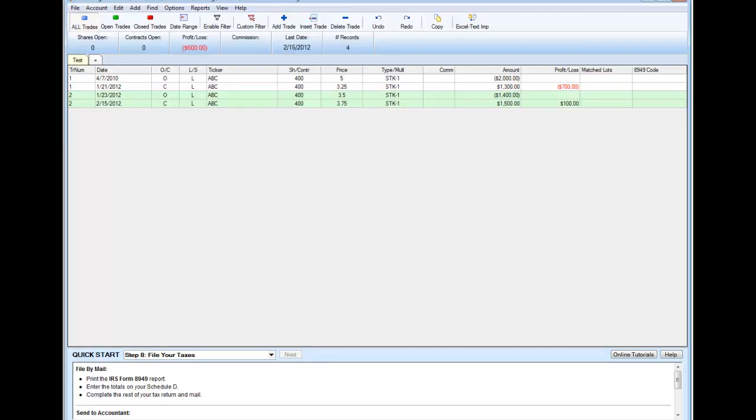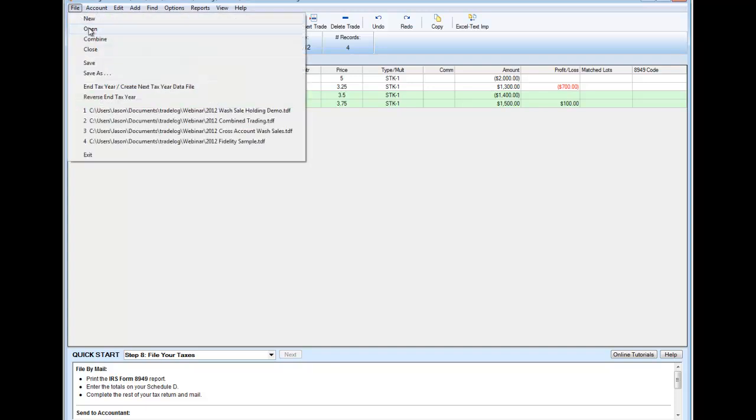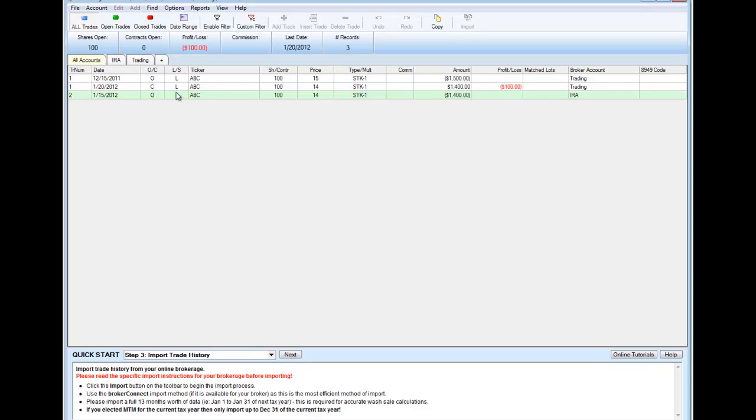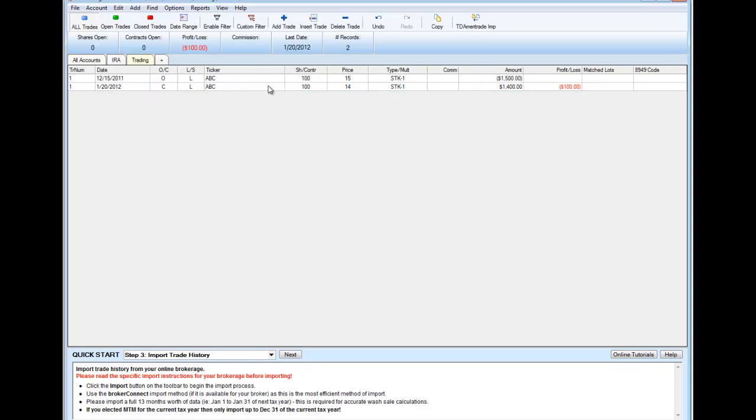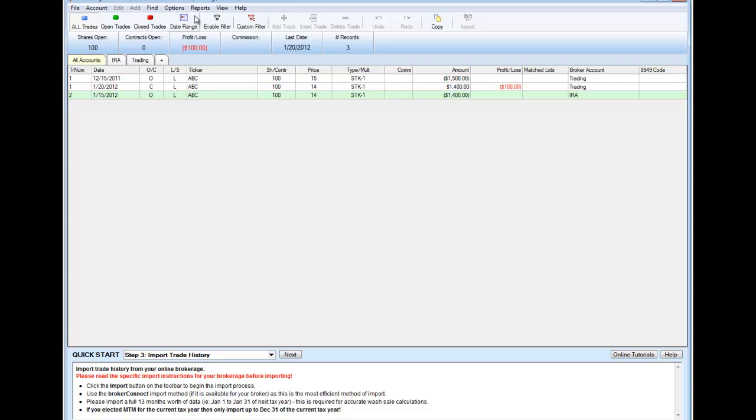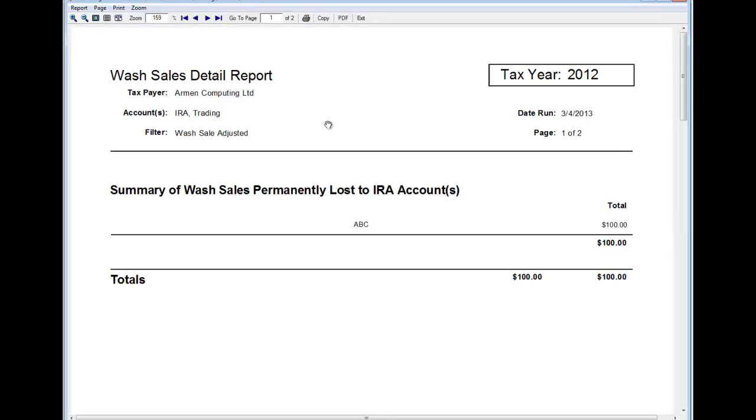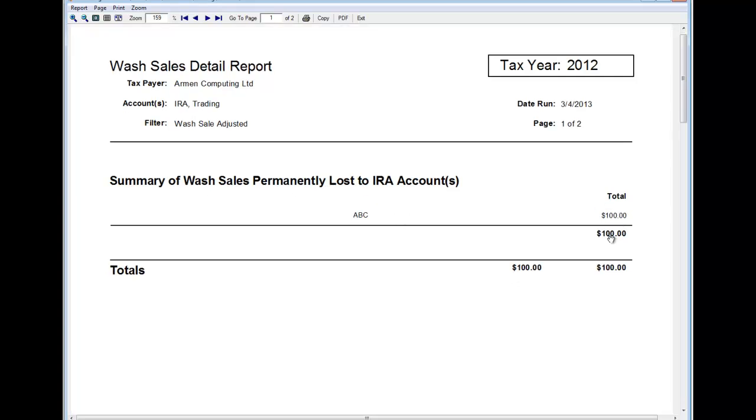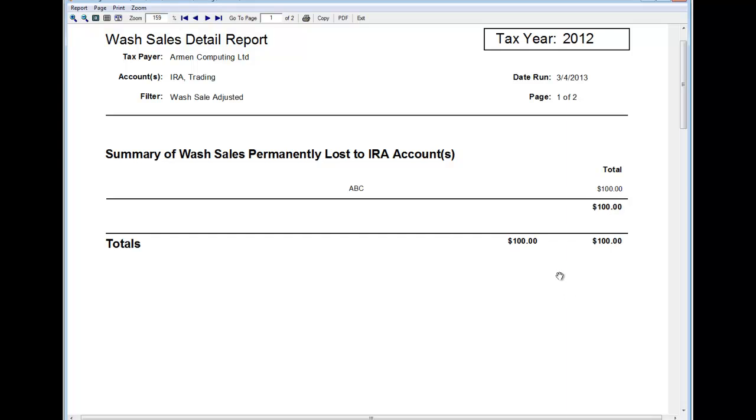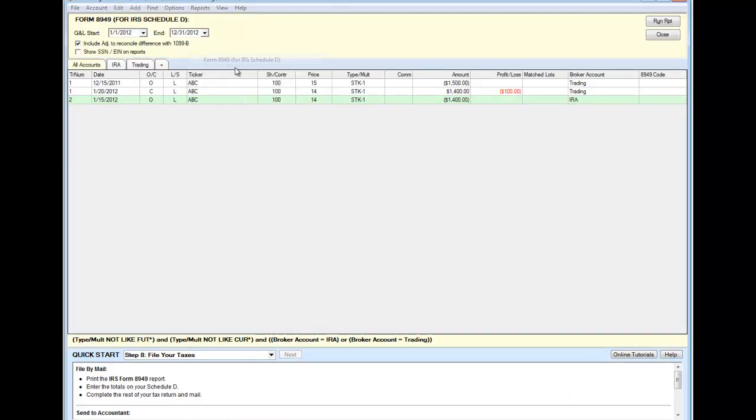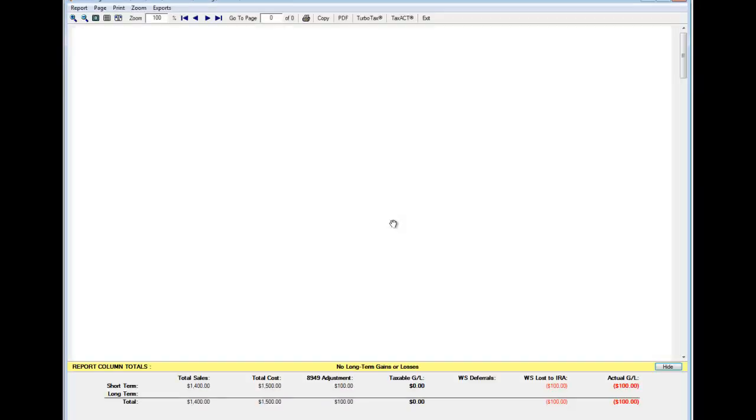Let me show you an example of this. If we open up a file here, a little sample that we have, an IRA wash sale. Here you notice in the trading account, one simple buy and a sell, I closed this position at a loss. But within 30 days in my IRA account, you notice I repurchased the shares. When I go to the All Accounts tab, first I'm going to run the wash sale detail report. You notice it lists a summary of wash sales that were permanently lost to IRA accounts. So there is that wash sale, that $100 loss that was washed to the IRA, and it's not going to be recouped.